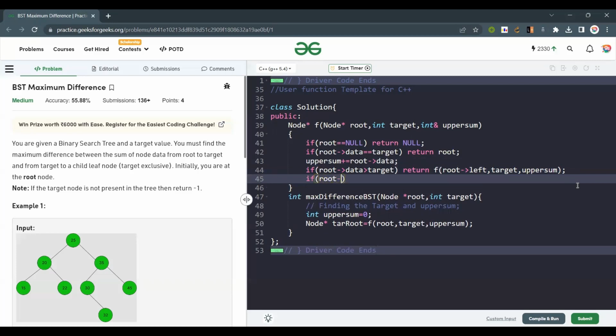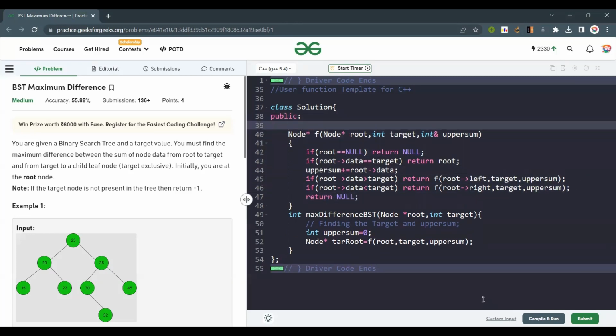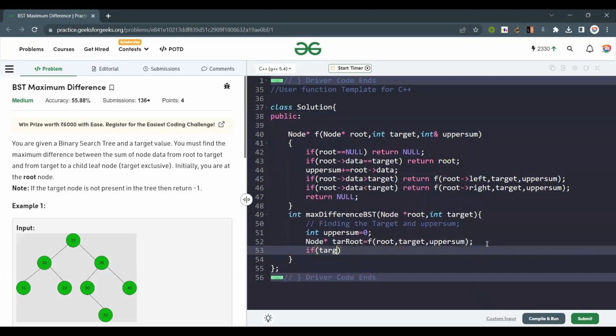Now if root data is less than target, we will return root right and target and then upper sum. Obviously we have added. Now we will return none if nothing is found, obviously we are adding it just for completing the function. Now we have found the target root. If target root is not found, we will return minus.